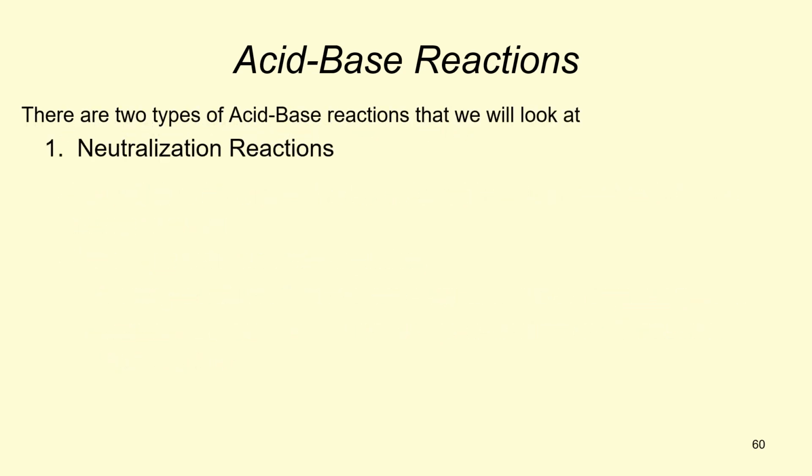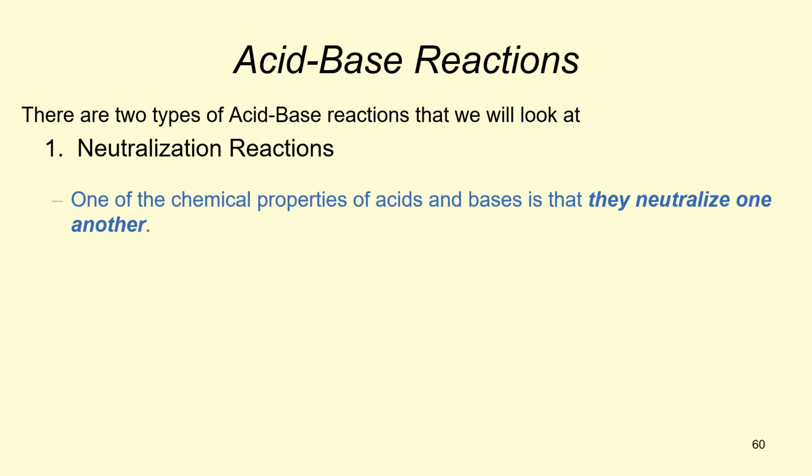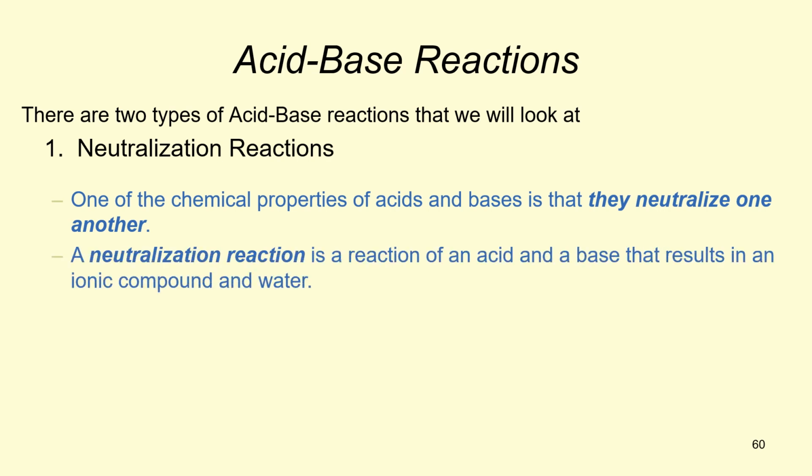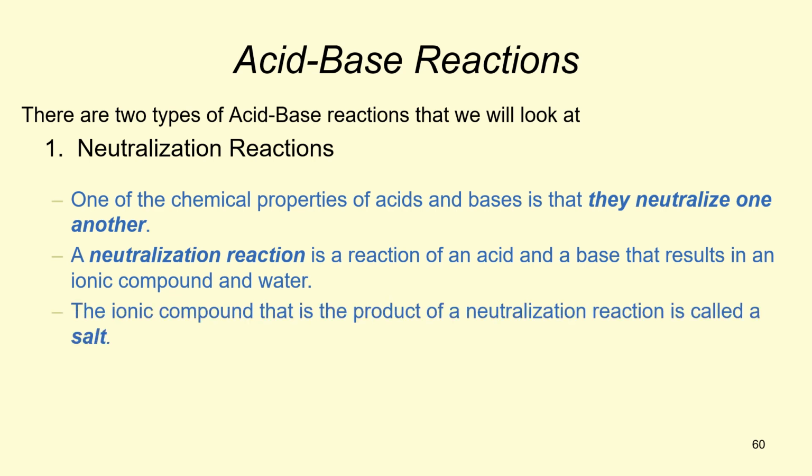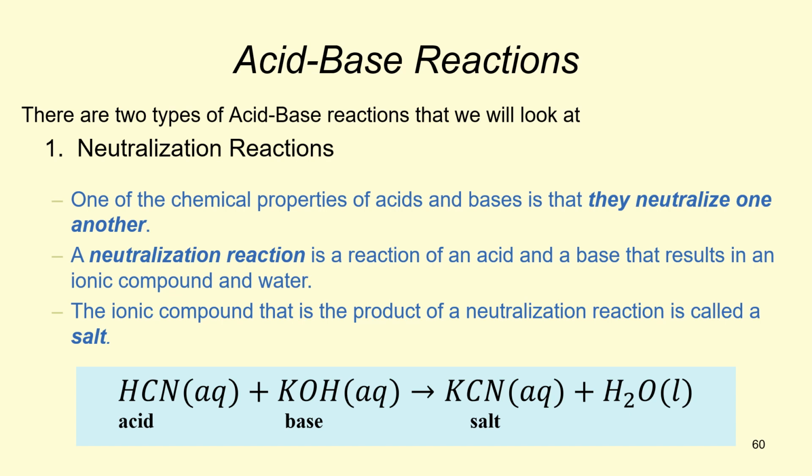Okay, there are 2 types of acid-base reactions that we're going to look at. The first is the neutralization reaction. It's the most common. This is one of the chemical properties of acids and bases, that they neutralize each other. So what does that mean? Well, it means that a neutralization takes an acid, reacts it with a base, and the result is an ionic compound, or a salt, and water. So here's an example: HCN is an acid.